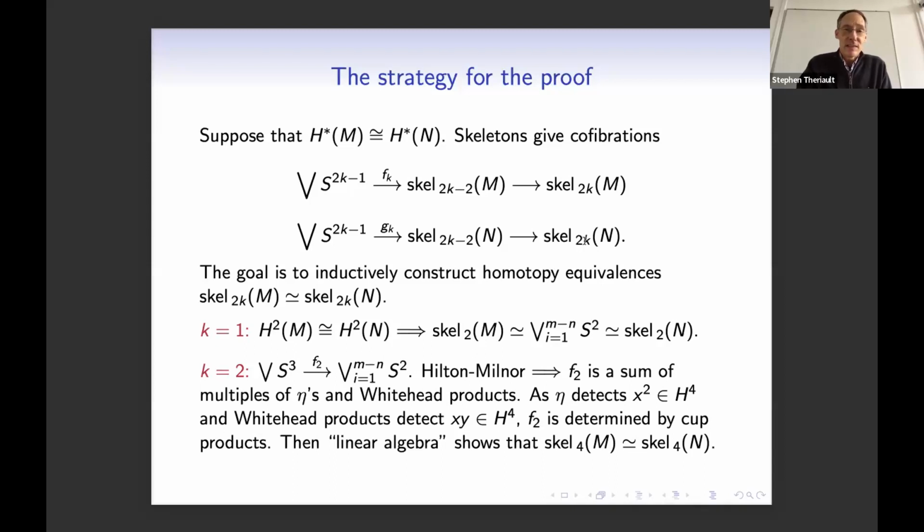the skeletons for M and the skeletons for N, in this case, inductively you've got a map between the two skeletons by the k equals one case, and you know the homotopy class of the attaching map F2, you know the homotopy class of the attaching map G2, and with a little bit of linear algebra, you can show that you can produce a map between the wedge of S3s, which makes the square here commute, and then that would induce a map of four skeleta, which you can show is a homotopy equivalence. The point to carry away here is really that the cup product structure is doing everything in this k equals two case.